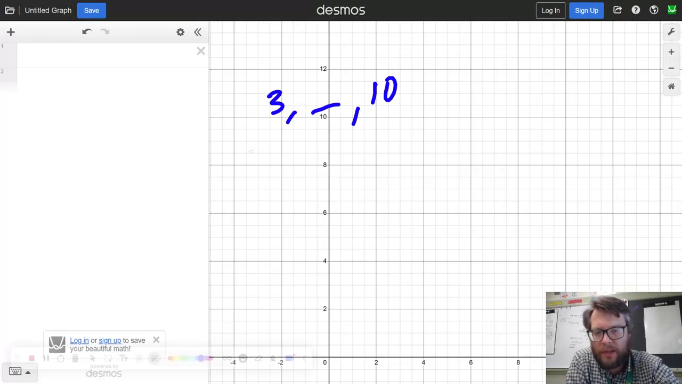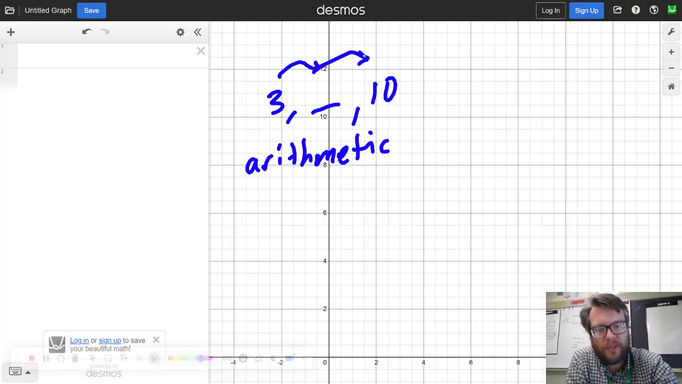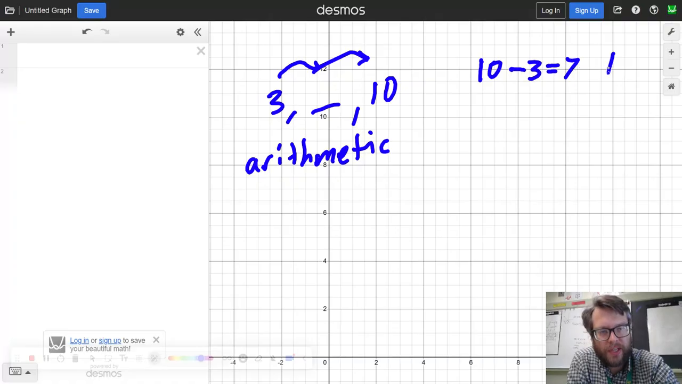Well, in the other video I did geometric, so let's do arithmetic. If it's arithmetic, that means we're adding the same thing every time. So I know that I'm adding the same thing to get from 3 up to 10. Well, 10 minus 3 is a total difference of 7. That's the total difference.